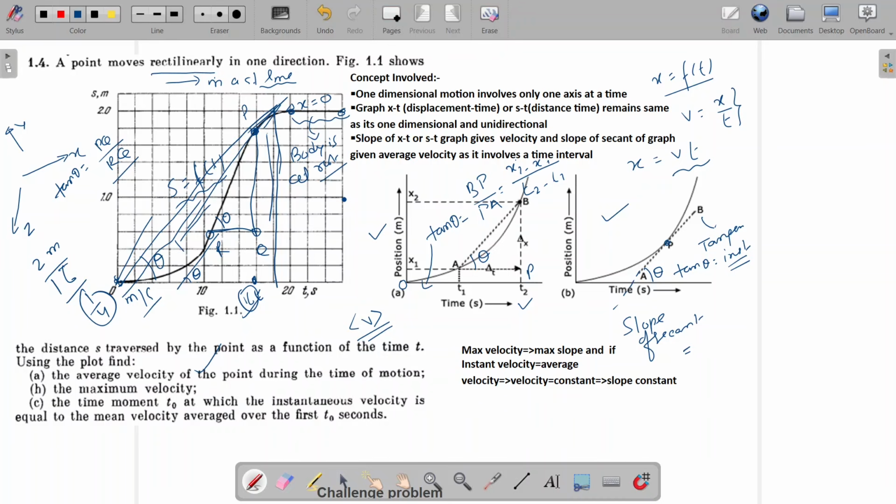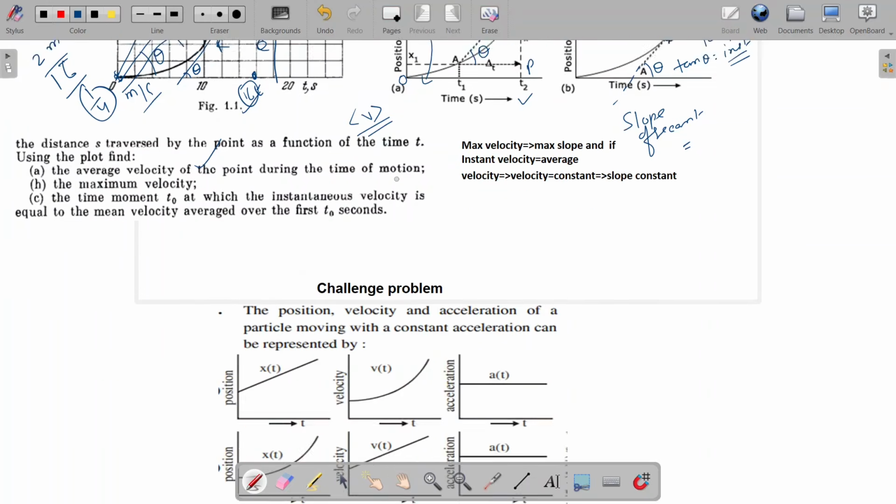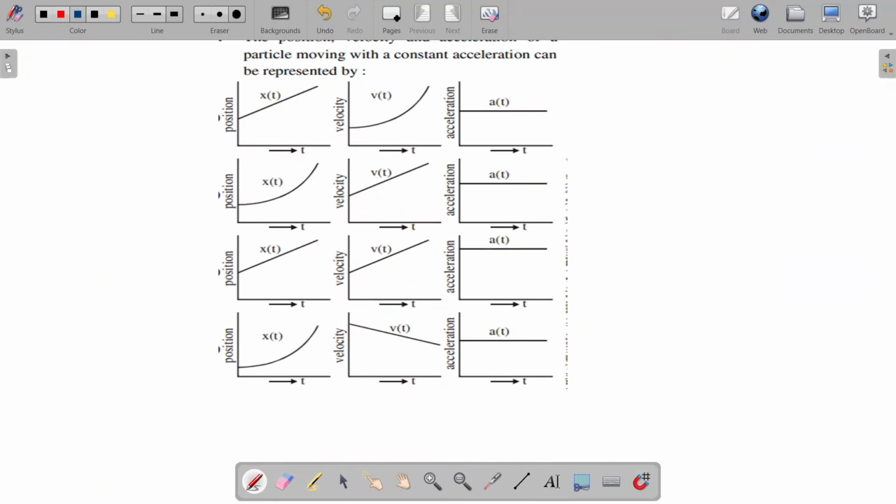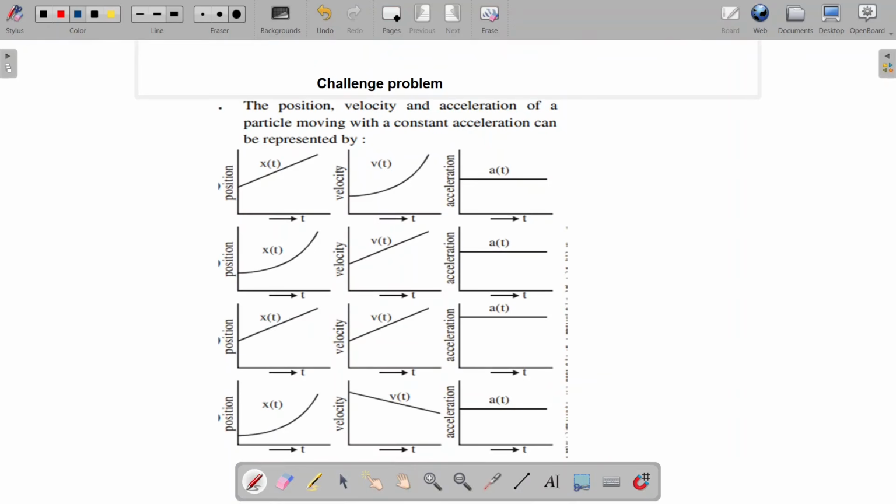Now, based on this particular problem, I have tweaked it and given a challenge problem for you. The position, velocity and acceleration of a particle with a constant acceleration can be represented by the following. If you know the acceleration, you can solve it. If you don't know the acceleration, then wait for our next video, because in the next video we'll be introducing a concept on acceleration also.